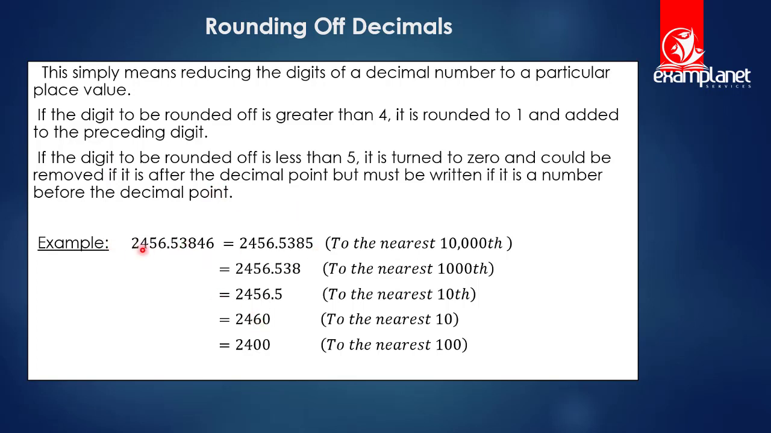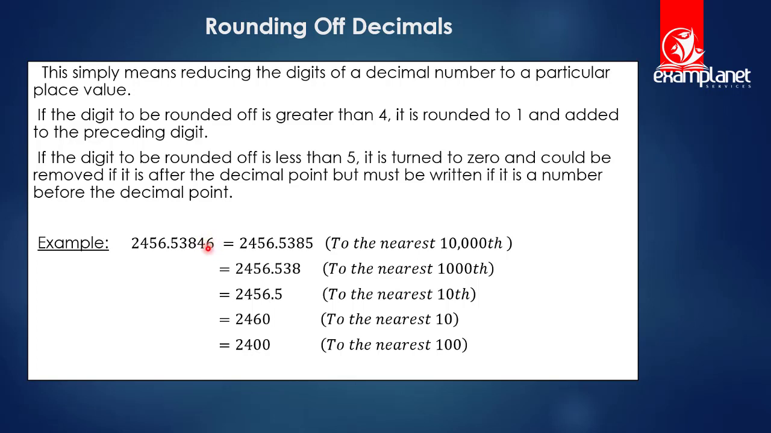So for example, we have 2456.538046. Let's assume we want to round off to the nearest 10,000. Where's our 10,000? Don't forget, this is tens, this is hundreds, this is thousands, this is 10,000, this is 100,000. So we're rounding off to 10,000. That means we are rounding off to this digit, which means we have this digit 6 to round off.